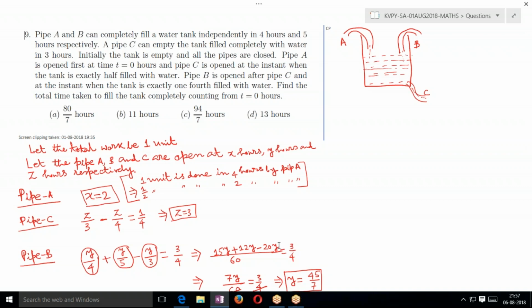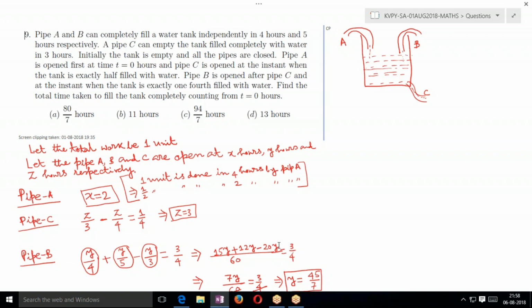Now we know the capacity of pipe A. What is the capacity of pipe A? It can fill the tank in 4 hours. So in y hours, what portion of the tank can it fill? Y/4. And in y hours, how much can be filled by pipe B? That is y/5. Why? Because pipe B takes 5 hours to fill the entire tank, from empty to completely full. So in y hours it will fill y/5 part of the tank. So the water added by pipe A and pipe B in y hours is y/4 and y/5 respectively. Jointly, they contribute y/4 plus y/5.